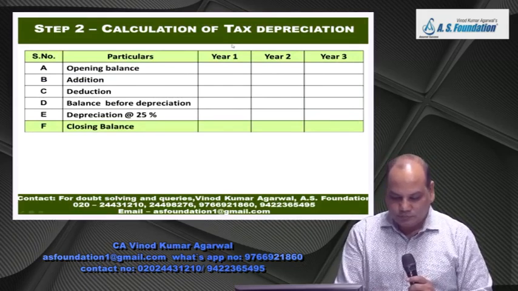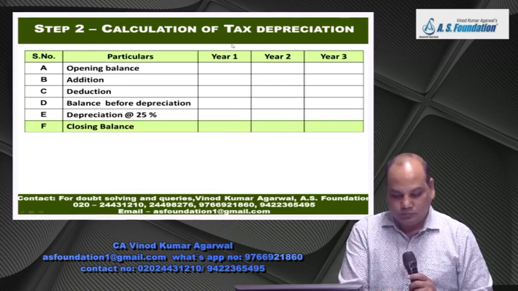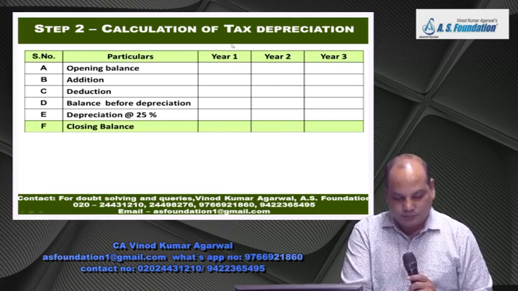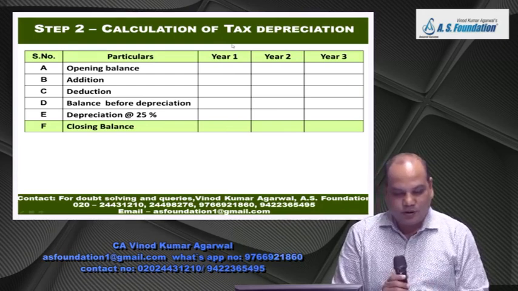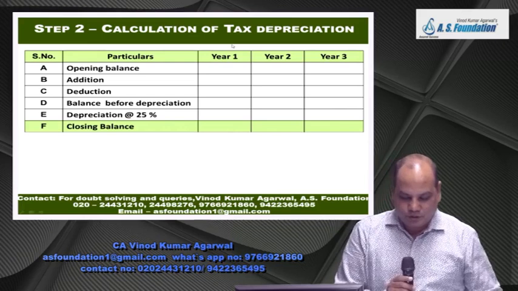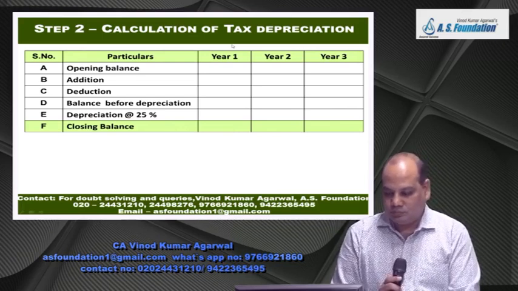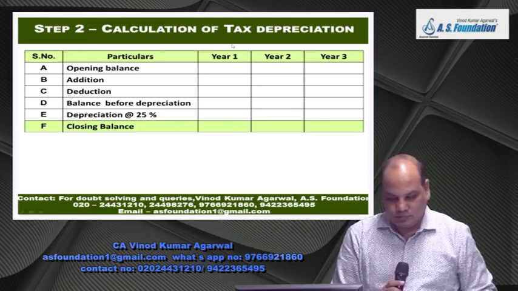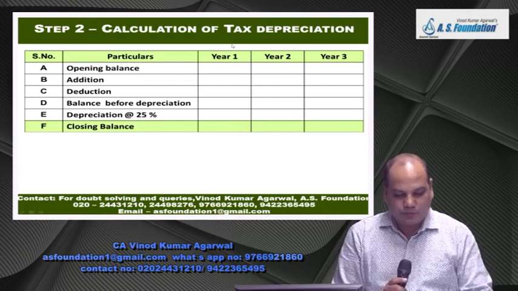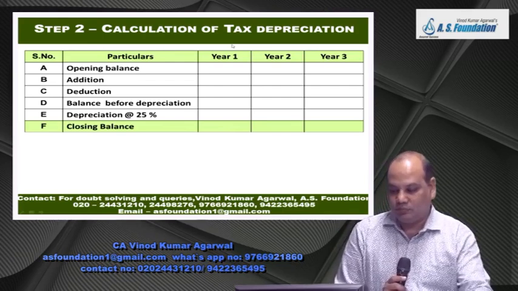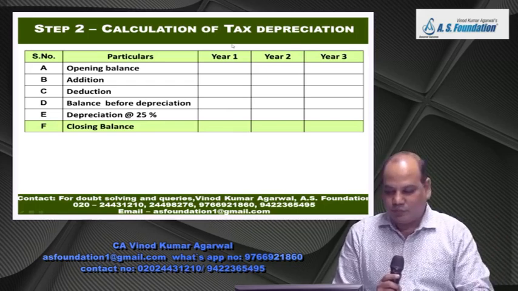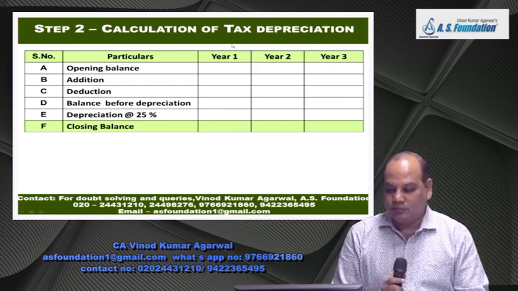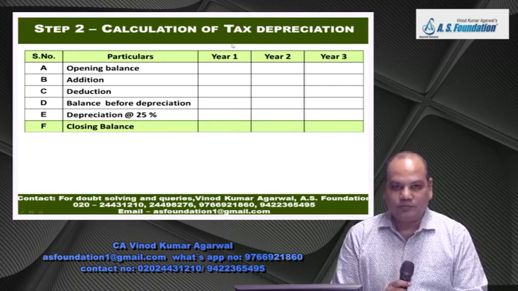Year 1, Year 2, Year 3. And then write opening balance, addition, deduction, balance before depreciation, then depreciation at the rate of 25%, closing balance.